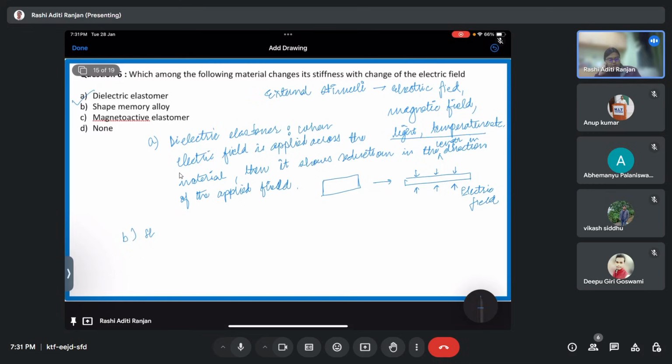So B is your shape memory alloy. So what is a shape memory alloy? These kinds of materials have the ability to remember their shapes. Okay. For example, if I have a rod, I deform it, I change its length and everything, and then I heat it, it is going to return back to its original shape and size. That is what a shape memory alloy is. It remembers its shape. Okay.